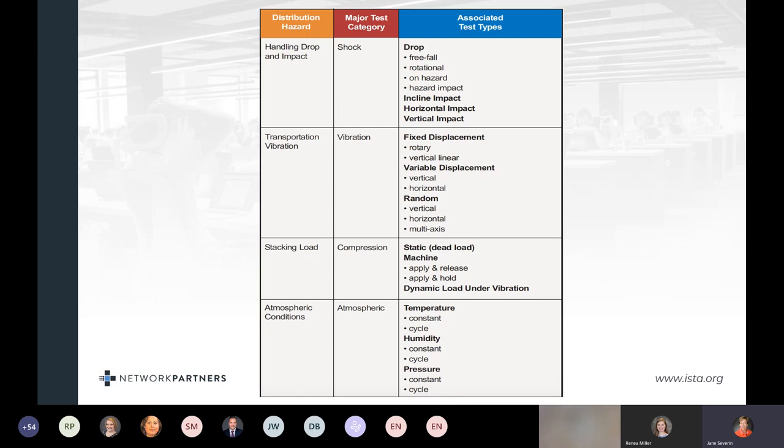This is a slide directly from ISTA.org, and I included it because often in the industry you'll hear performance testing called shake, rattle, and roll, or shake and bake, or something to that effect. This chart includes all the testing that can constitute a major test category. For example, vibration includes fixed displacement, variable displacement, and random, with all subtests under those. So designing the best test for your product can be more complicated than most may think.